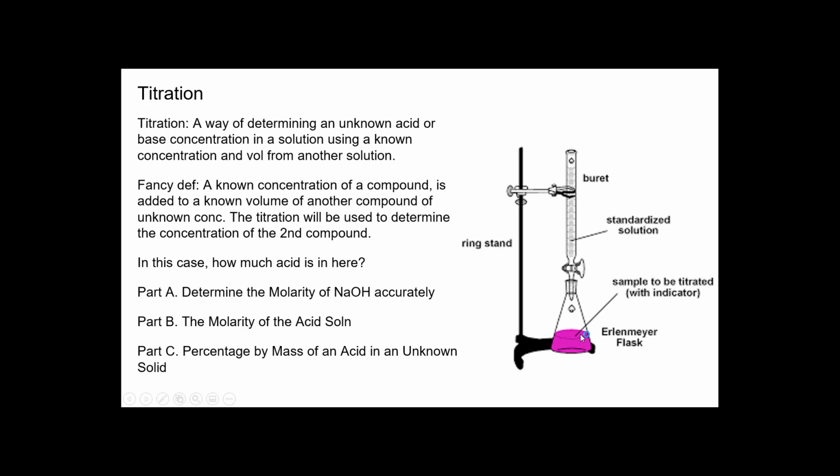And there are 3 sections to this lab. First, we're going to determine the molarity, which is going to go in here, of our base. Then we're going to determine the molarity of the unknown acid here. Then we're going to do a 3rd step. We're going to go even further and get a percentage. Percentage by mass, this simply means grams, of an acid in an unknown solid. So there's 3 parts to this titration, 3 different titrations that would occur if you were in person.